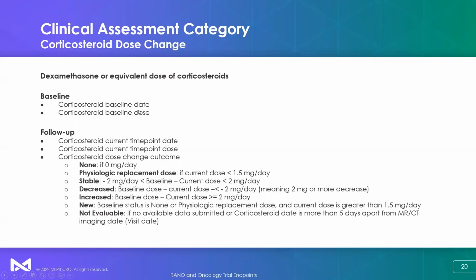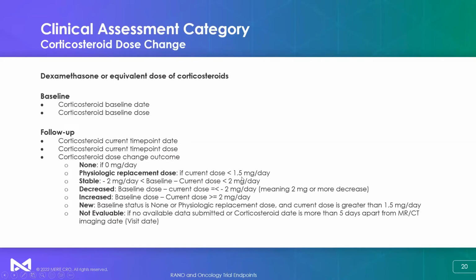Upon follow-up, we'll be measuring the new dose at that particular time point and the time point date. And then we'll calculate the corticosteroid dose change outcome. The following can be delineated this way. None, if there is no corticosteroid given at all. The patient is completely off the corticosteroid, or on just the physiologic replacement dose.